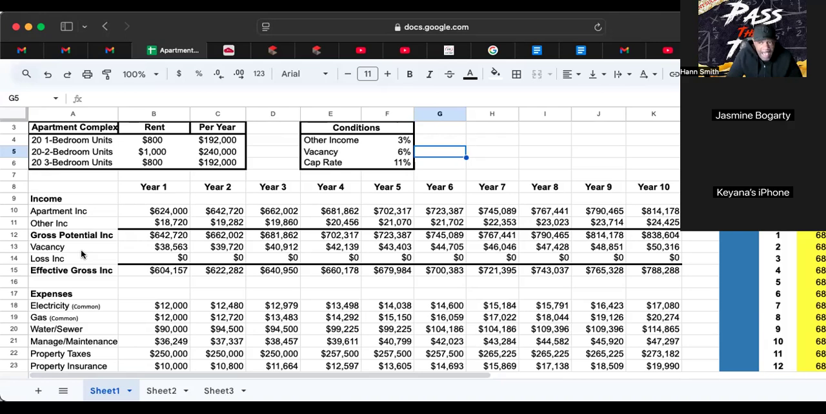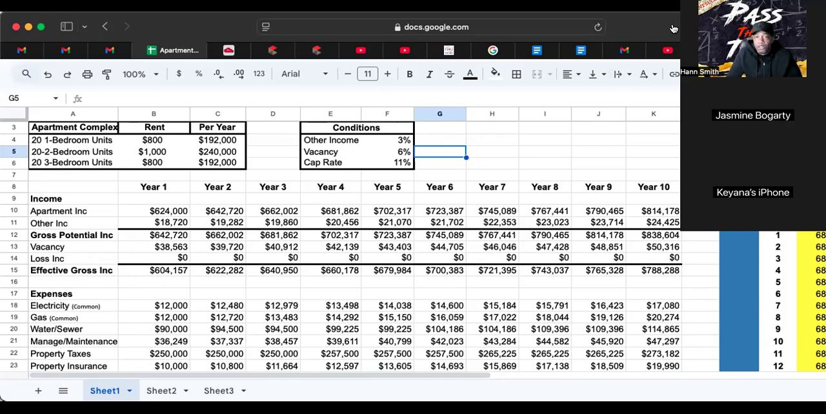When we account for that, that new number, the 604, when we took out the vacancy and the lost income, is called the effective gross income. The only two things that will give you the effective gross income are vacancy and lost income, or credit loss, or something like that they may call it. But once you take those two variables out, that new number is called the effective gross income.